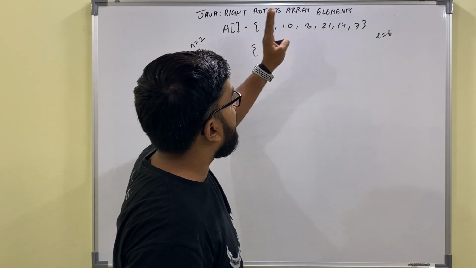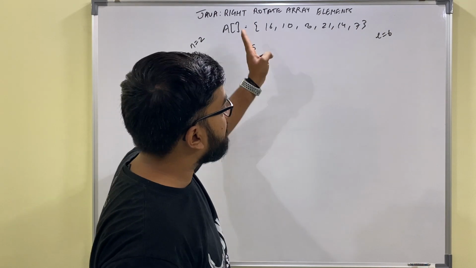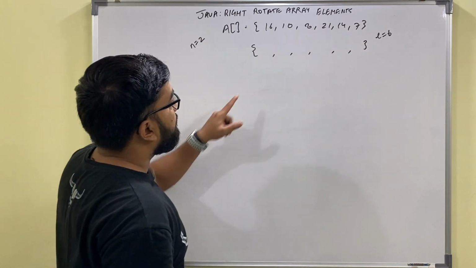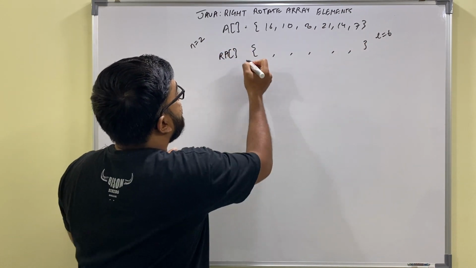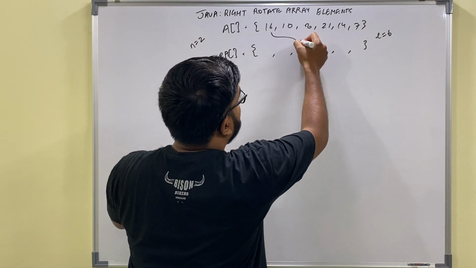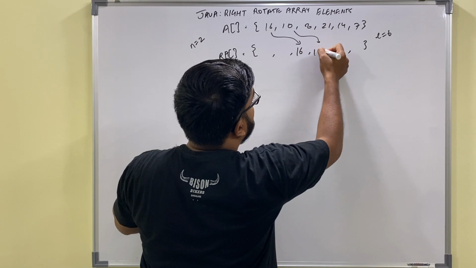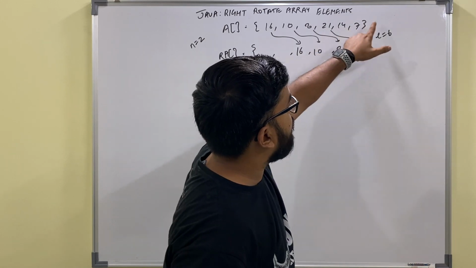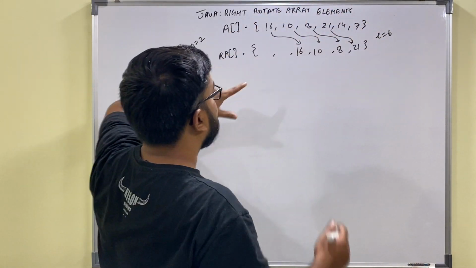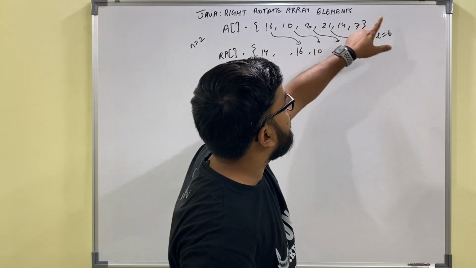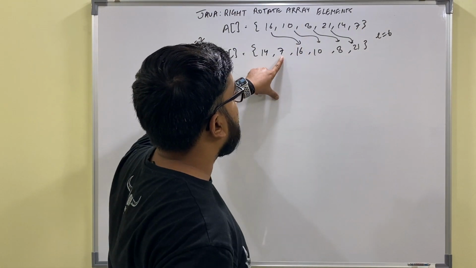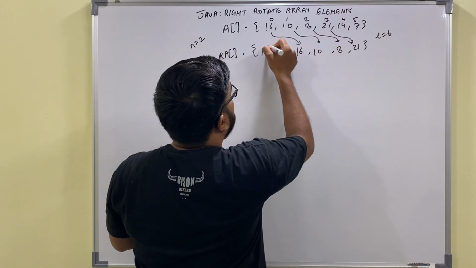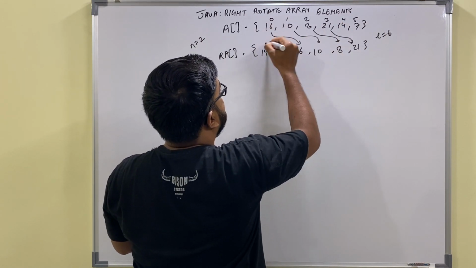When the elements of this array are right rotated twice, each element shifts right by two indices. So we have this as the rotated array. 16 goes two positions after, so it comes here. 10 comes here, 8 comes here, 21 comes here. 14 also skips two positions, but since it will go out of the boundary of the array, it goes to this position. And similarly, 7 goes two places forward to come at the second index in the array. So given indices 0, 1, 2, 3, 4, 5 in the original array, we have these indices in the rotated array.